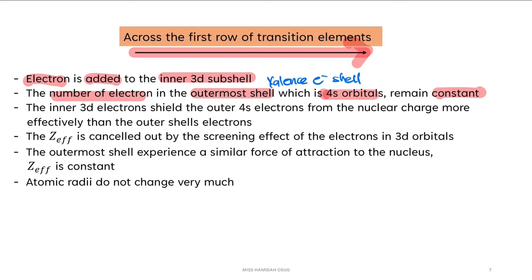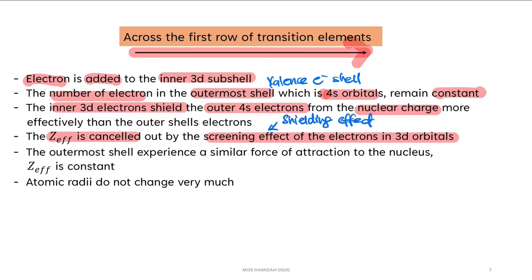The inner 3D will shield the outer 4s electrons from the nuclear charge more effectively than the outer shell's electron. Therefore the Z is being cancelled out by the screening effect of the electrons in the 3D orbitals, and the outermost shell experiences similar force of attraction to the nucleus because the value of Z is constant. That's why the atomic radii do not change very much.